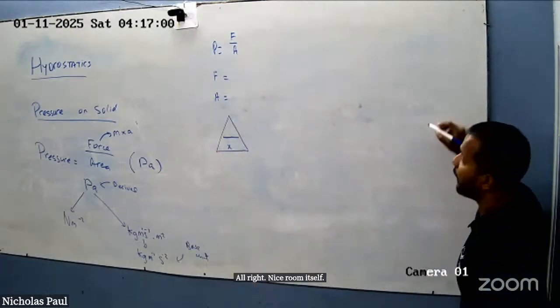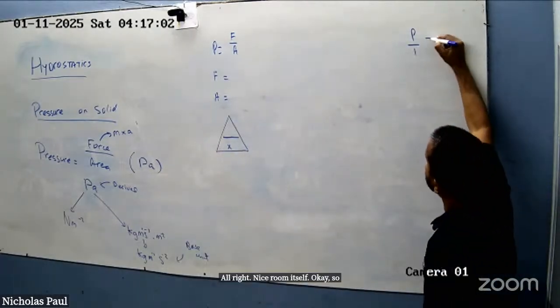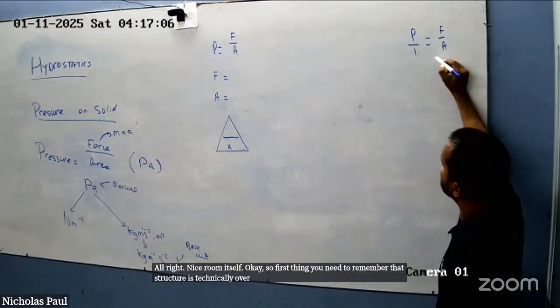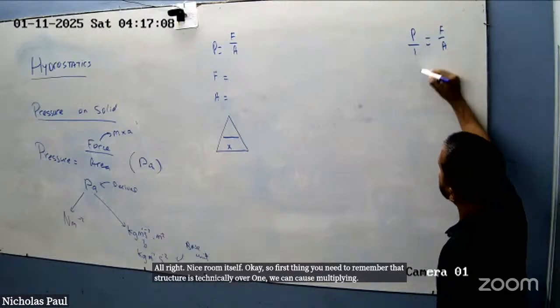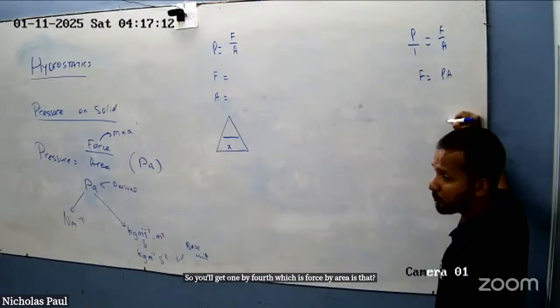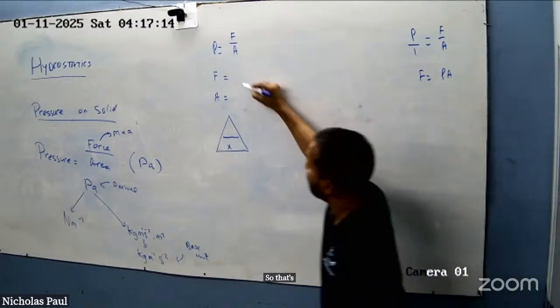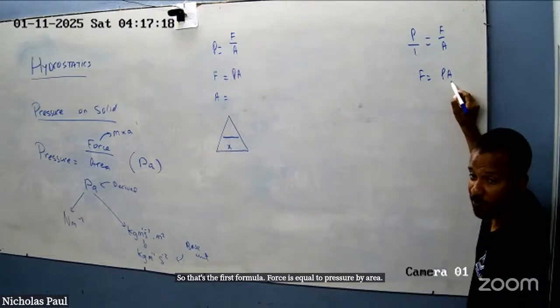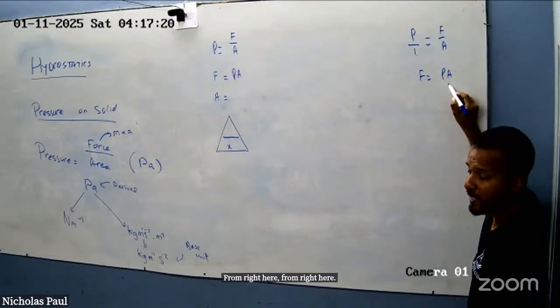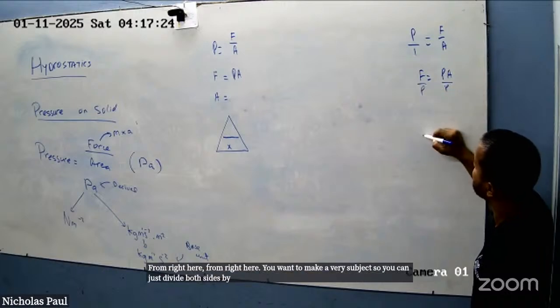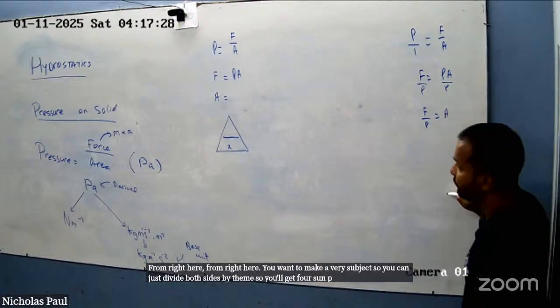Okay, first thing you need to remember is that pressure is technically over one, so we can cross multiply. You'll get force is equal to pressure by area. That's the first formula. From right here, if you want to make area the subject, you can just divide both sides by P, so you'll get force on P is area.